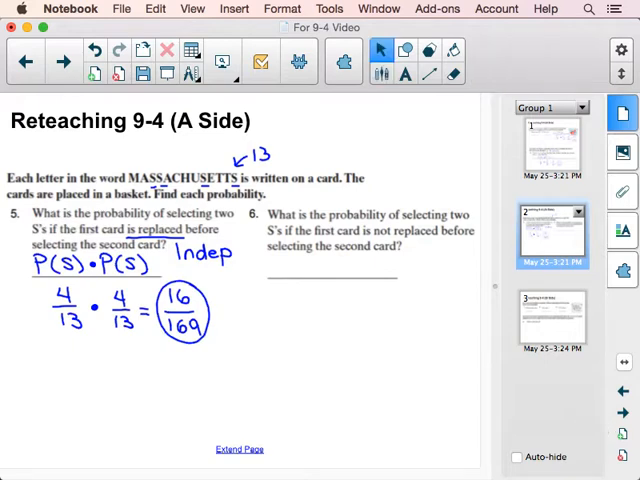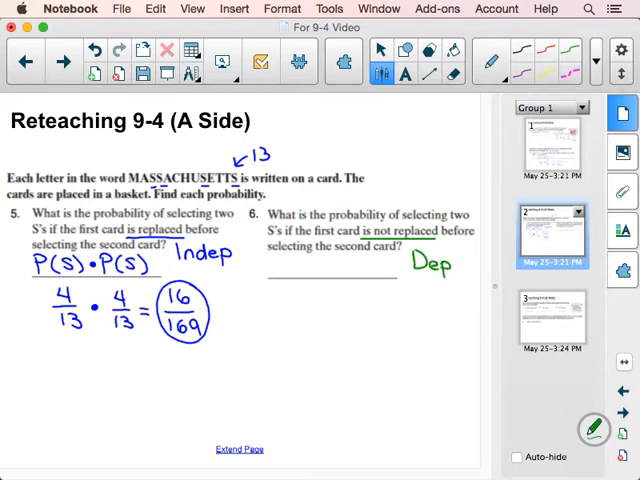In problem 6, the situation changes slightly. It asks, what is the probability of selecting two S's if the first card is not replaced before selecting the second card? So now the situation changes based on what happens first. So it depends what happens first, what we have available to happen second. So this is a pair of dependent events. When that happens, we're still going to multiply the two probabilities, but something changes.